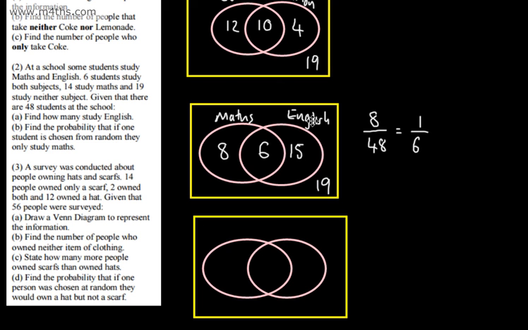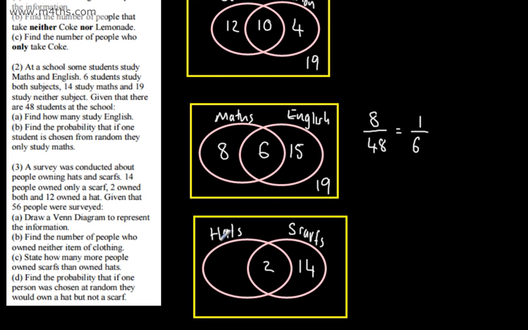So let's go ahead and put our Venn diagram together. What we've got then is hats, so let's put that just here, and here we've got scarves. So hats and scarves. So we've got now 14 people owned only a scarf. So that needs to go there. Just be careful. It isn't 14 people owned a scarf, it's only a scarf. 2 owned both. That goes in the middle.